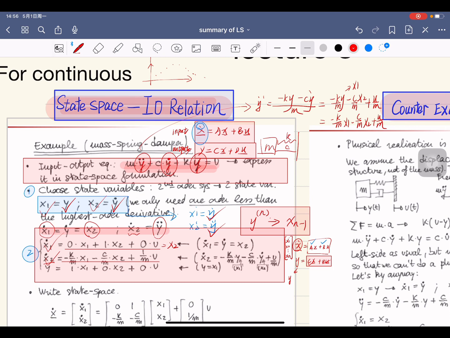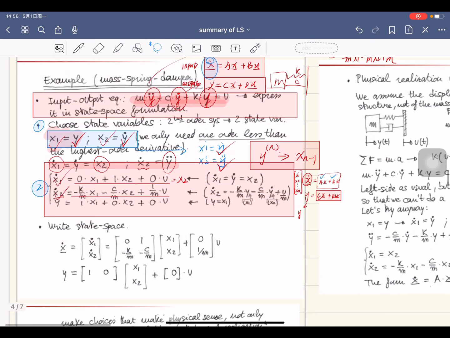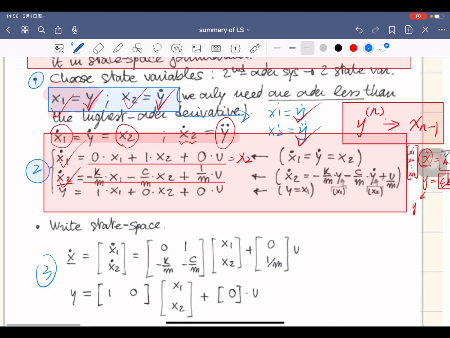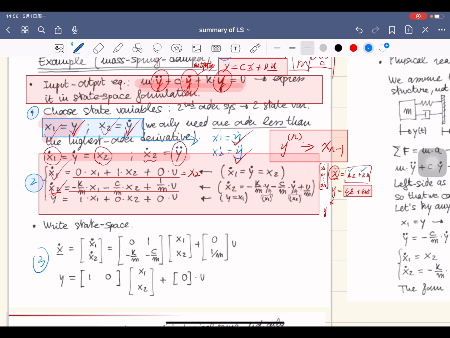Actually, output is also the easy one because output is equal to S1. This is step 2. For step 3, we just rearrange step 2 into matrix form. Then it's okay.